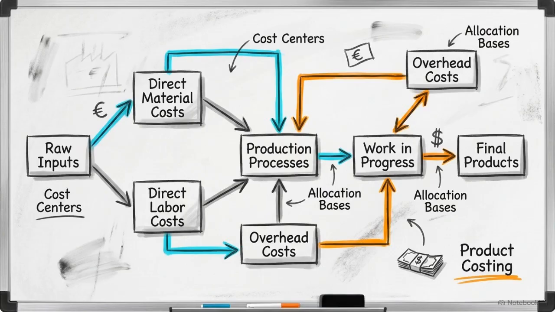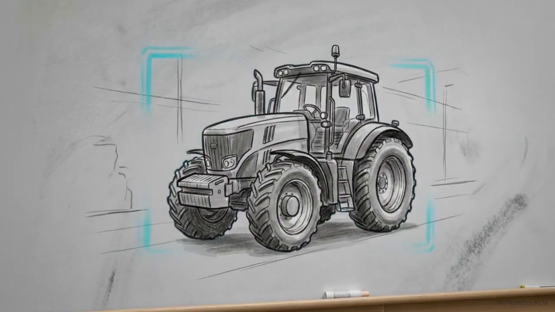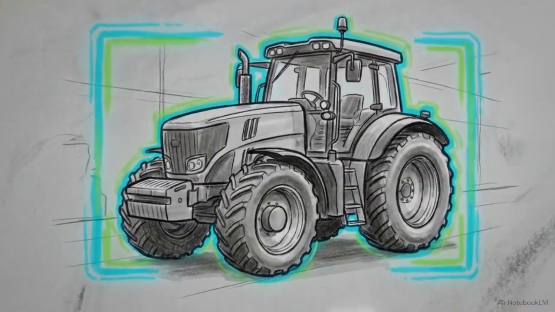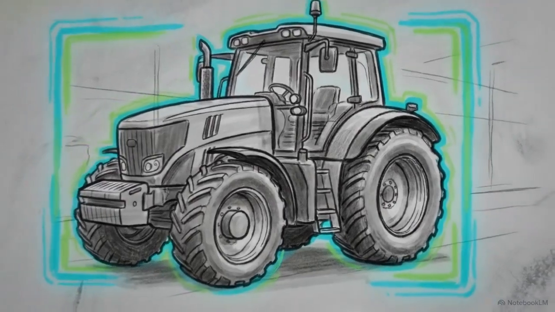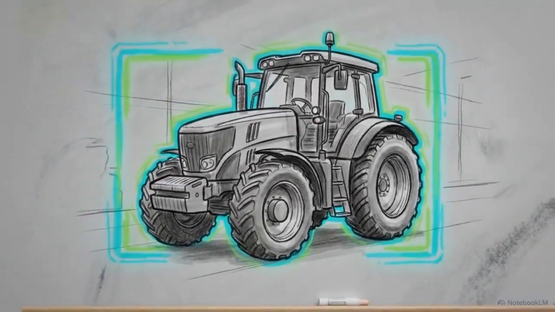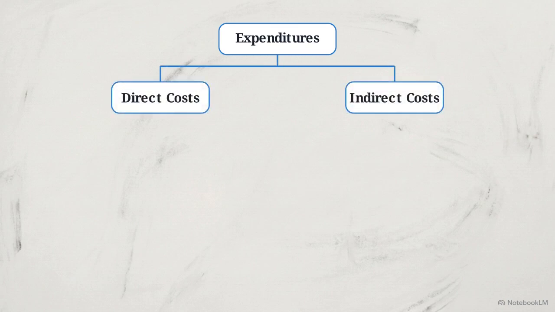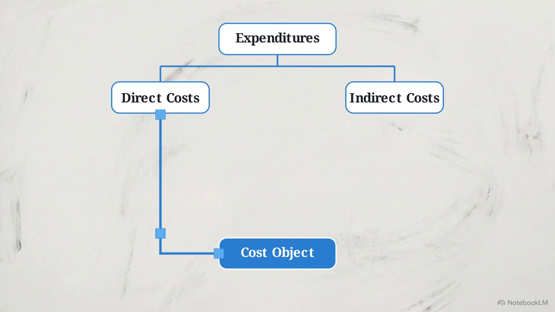To find the solution, we need to build a definitive, ground-up model of how costs are actually allocated. The starting point of this model is the cost object, simply the target, like a product, a process, or a department, to which a cost is attached. Once defined, we apply the filter of traceability, dividing expenditures into direct and indirect costs. Direct costs are inputs practically traceable to the cost object. Indirect costs are expenditures that cannot be easily associated with a single object.